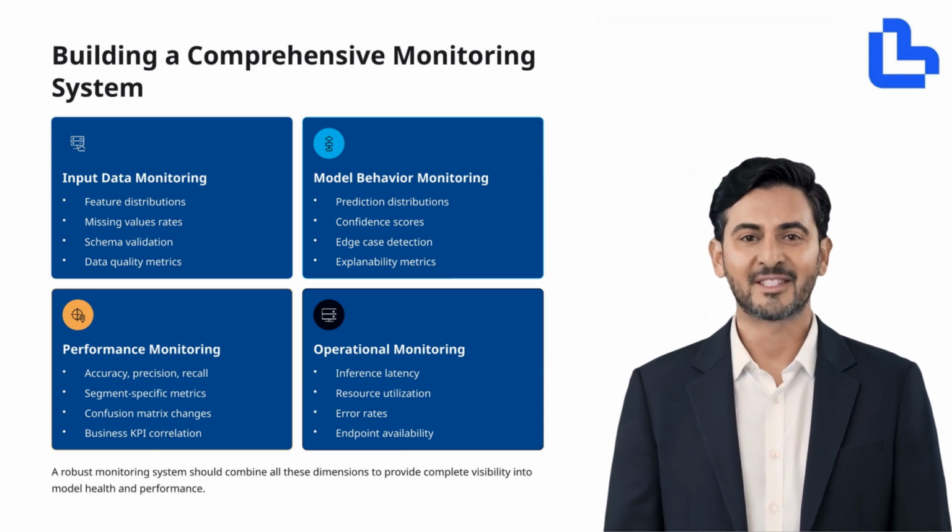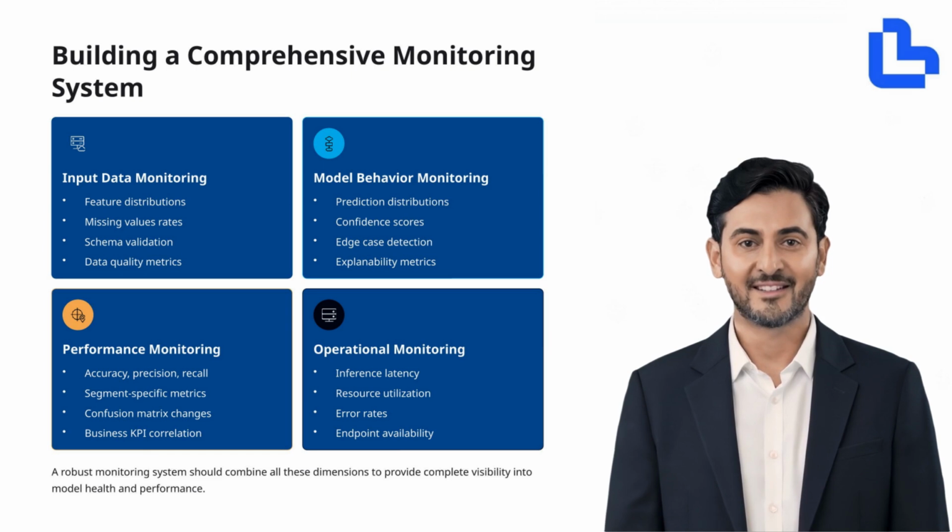Then we have performance monitoring. This is where traditional metrics like accuracy, precision, and recall come into play. But don't stop there. Track performance across different segments of your data, monitor changes in the confusion matrix, and correlate model metrics with business KPIs. This helps you understand not just how the model is performing, but how that performance translates into real-world impact.